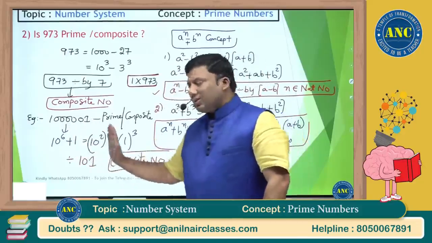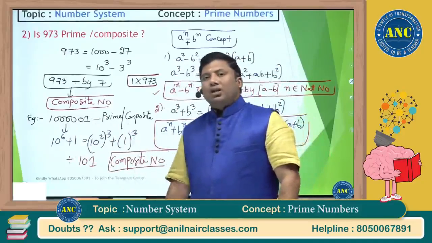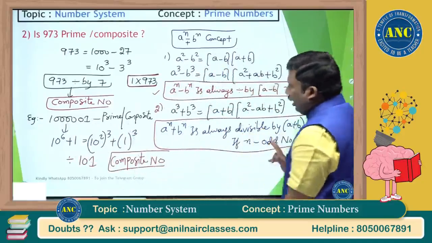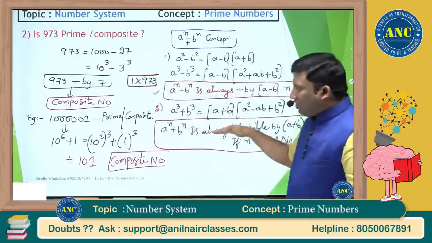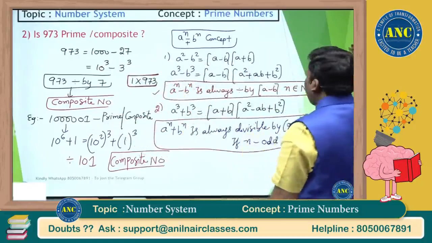10 power 6 plus 1, that is, 10 square whole cube plus 1 whole cube. a power n plus b power n is always divisible by a plus b if n is an odd number. This type, one example. I hope the idea is clear.